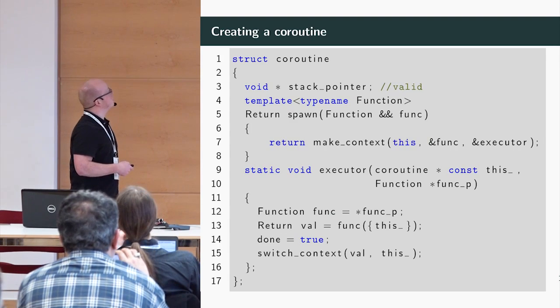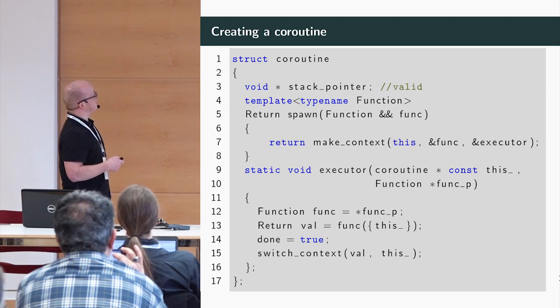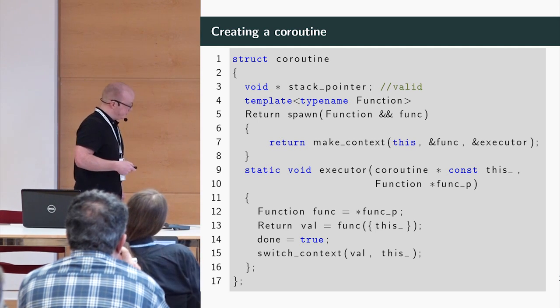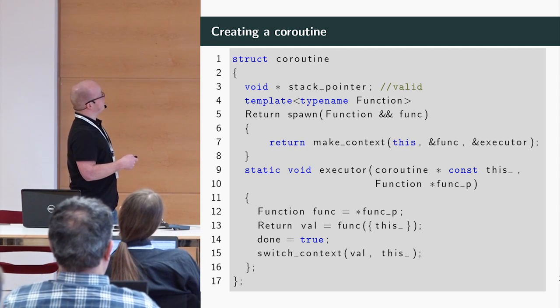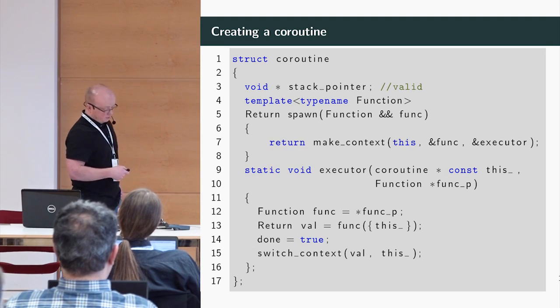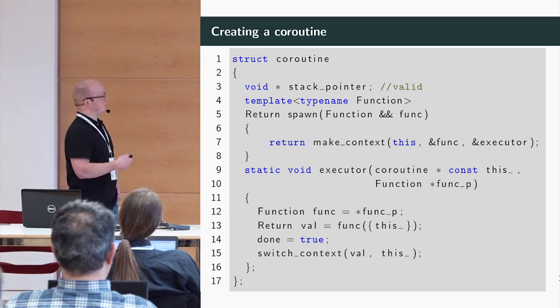So, one last C++ slide before more assembly. When we want to spawn a coroutine, we have the spawn function here. It was quite important for me to allow the usage of function objects, so you could put in lambdas and not only C functions.